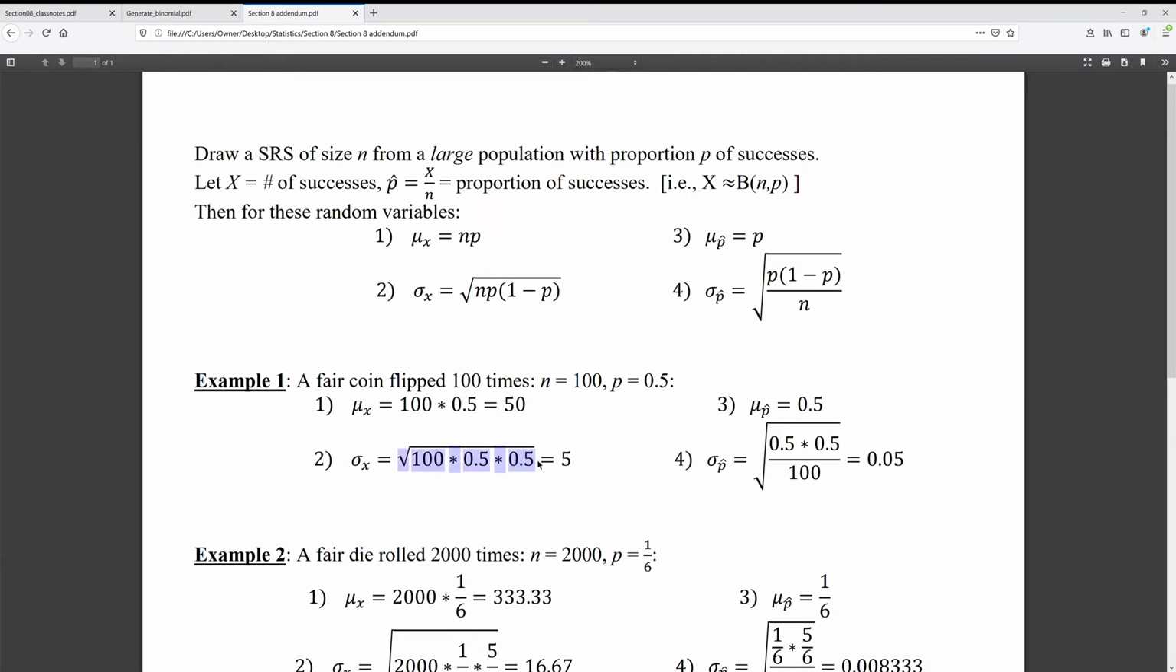It's the square root of 100 times 0.5 times 1 minus 0.5, which works out to 5 exactly. Usually this is going to be irrational because of the square root. A couple of the examples I have, it turns out to be nice. So there you go. When you flip 100 coins, fair coins, you're bouncing around 50 heads, give or take 5, right?